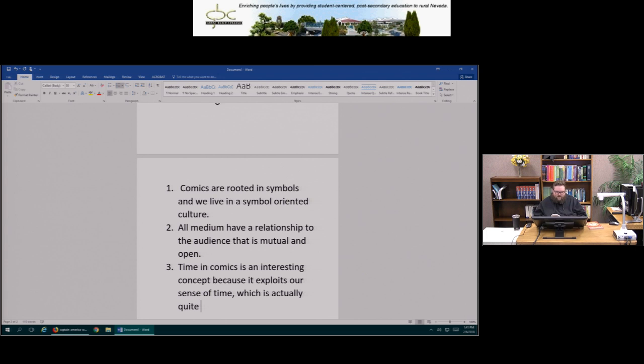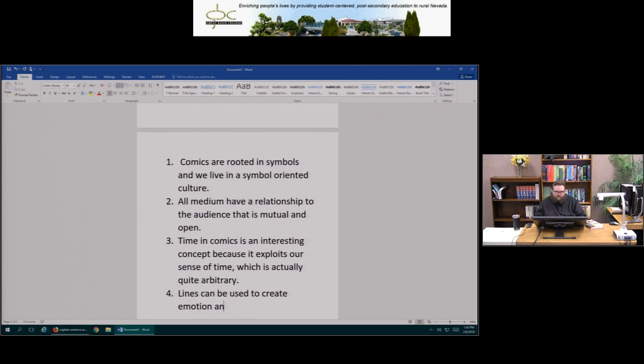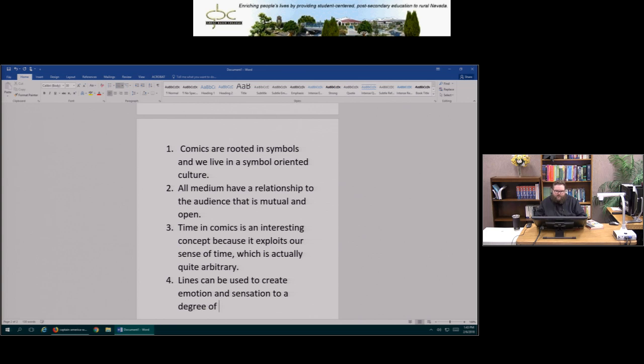When he talks about living in line, I thought that was a really good chapter as well, for the simple fact that he points out very, very effectively how certain lines can be used to create sensations. And it can be done to a degree of abstraction. And I think that's a really cool thing to discuss, and a really cool thing to point out about how comics do that.